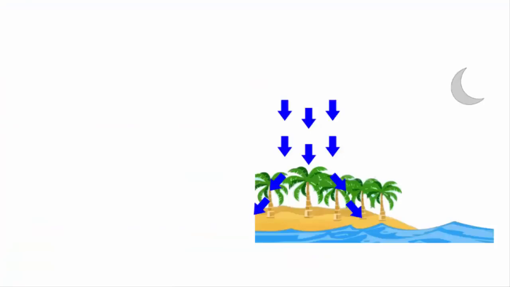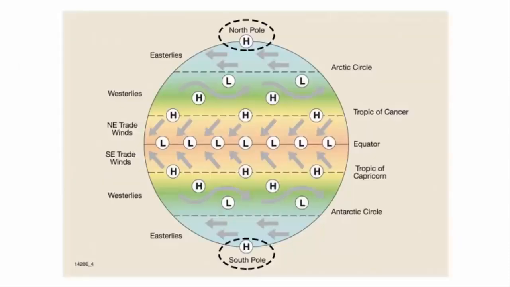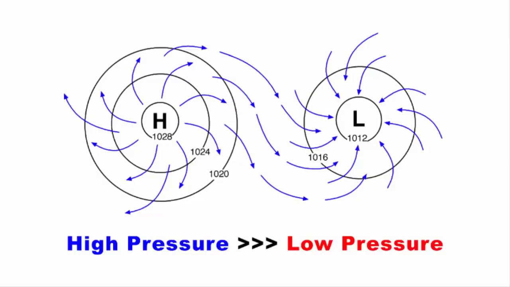Similarly, high pressure occurs when air is cool, either from being over a cool land or ocean surface. That is why the polar region, that is your north and south pole, is a high pressure zone. And always remember, winds blow from areas of high pressure to low pressure areas.